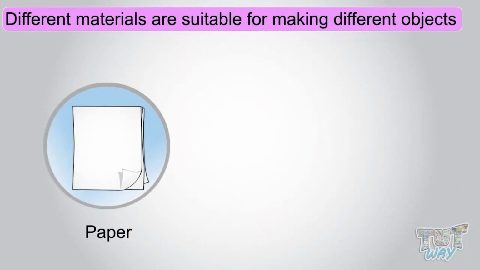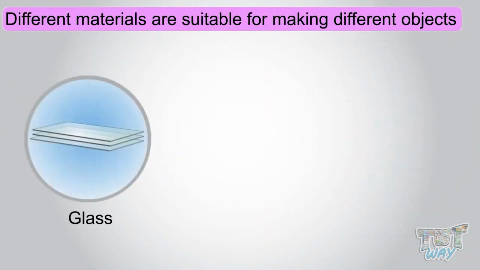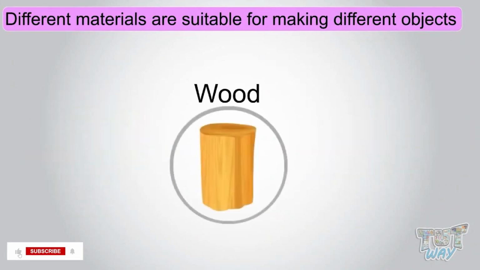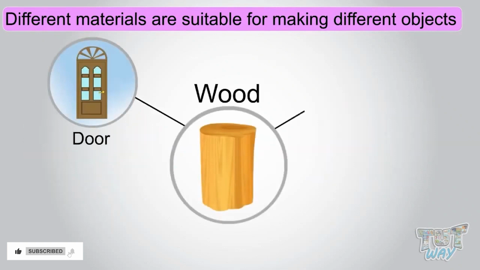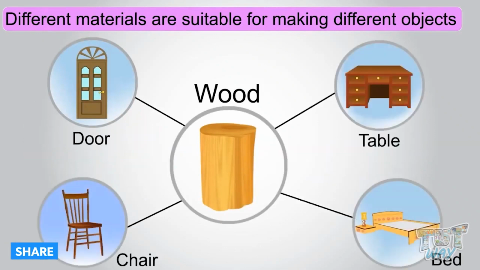Different materials are suitable for making different objects. Like paper is suitable for making notebooks to write. Glass is suitable for making window panes. Wood is suitable for making doors, table, chair, and other furniture.